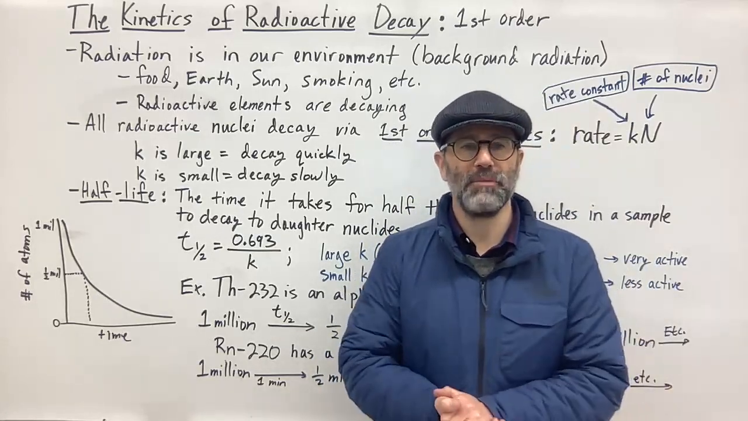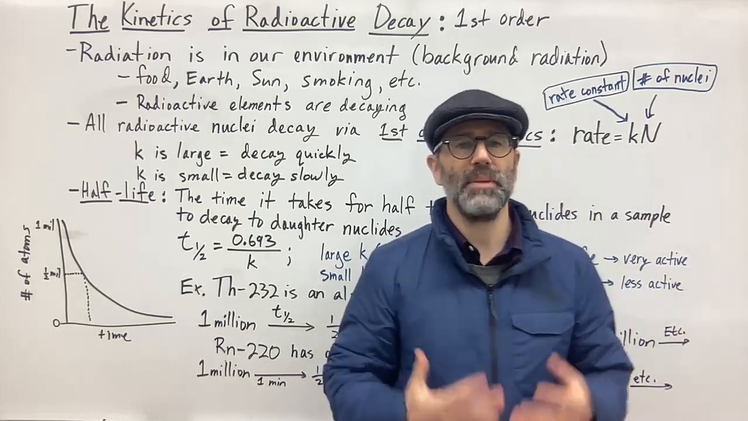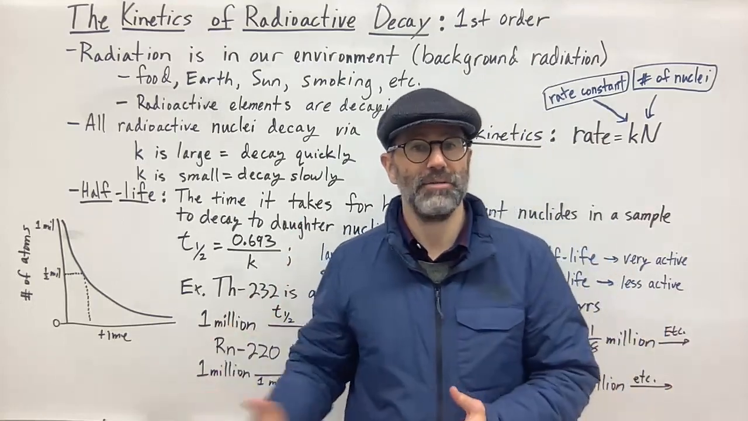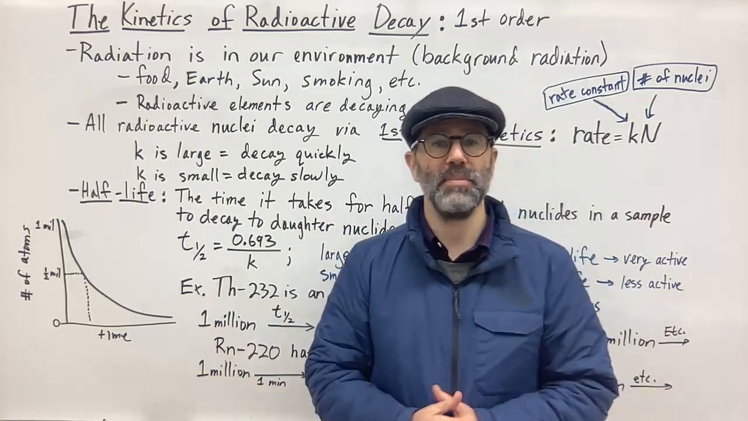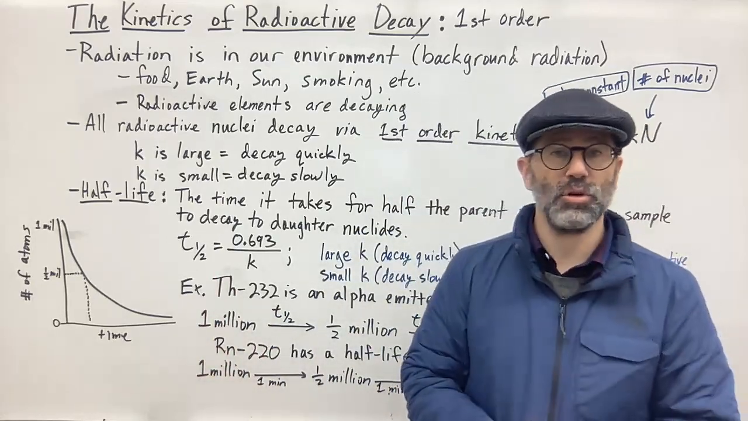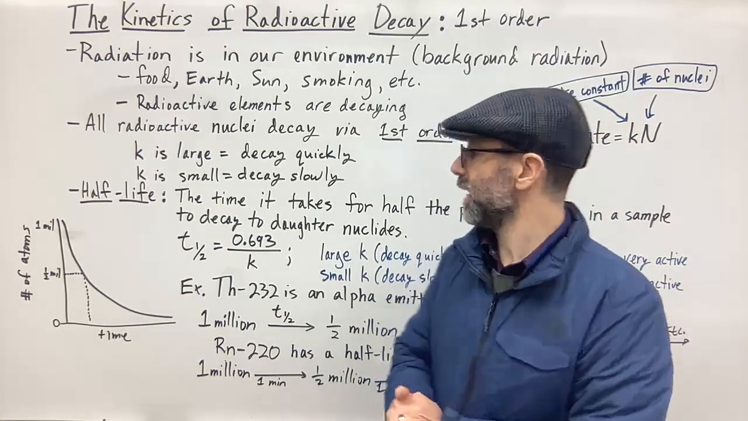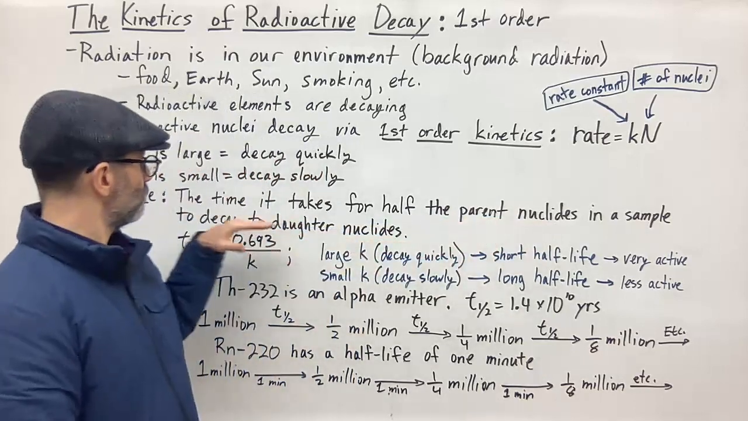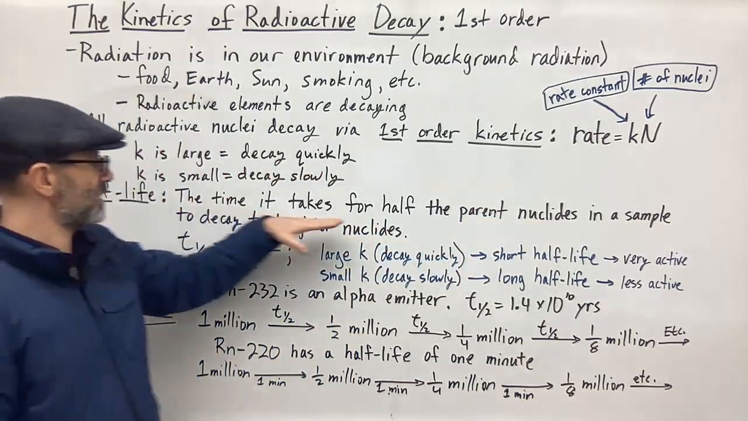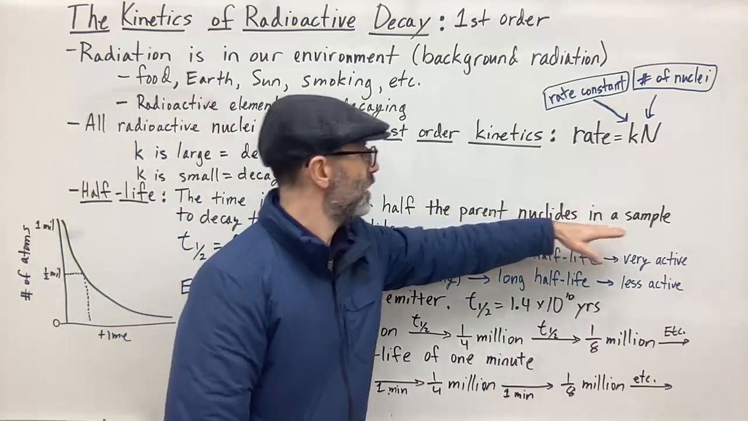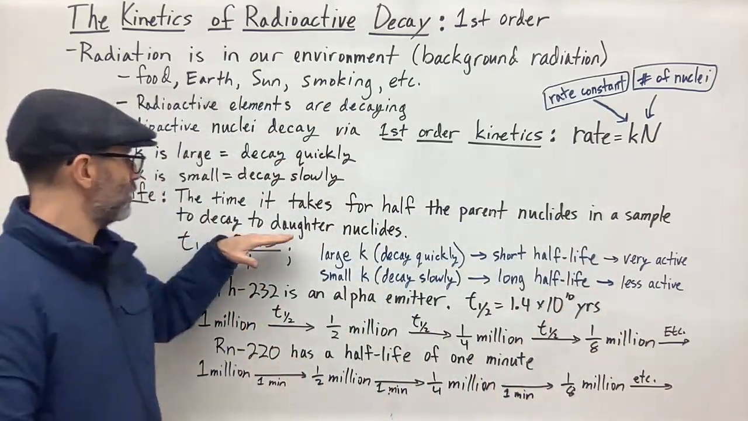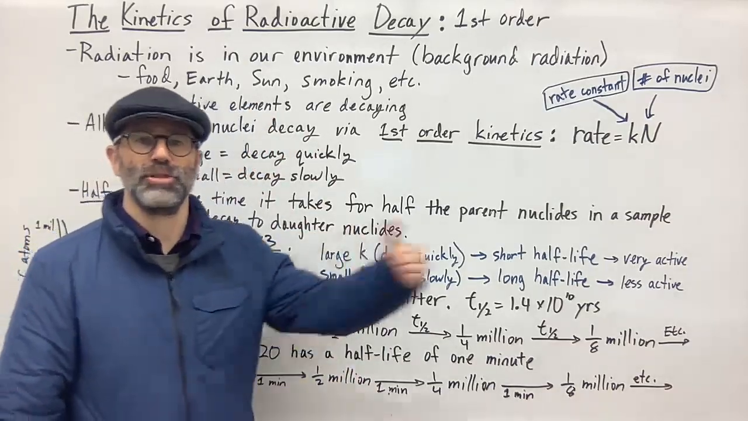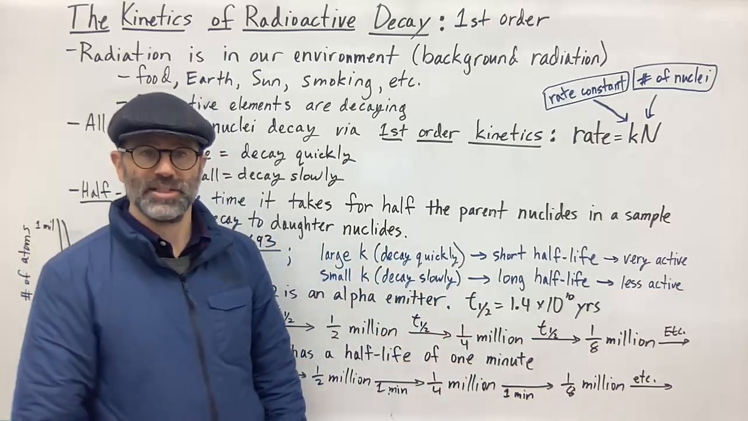Well, we've got to remember what a half-life is. The half-life is the amount of time it takes for half of your original sample to decay. And so when we're talking about radioactive decay, we're talking about the parent nuclides that we start with. So here, the half-life is the time it takes for half of the parent nuclides in a sample to decay to the daughter nuclide. So how long does it take for half of it to decay and become daughter isotopes?